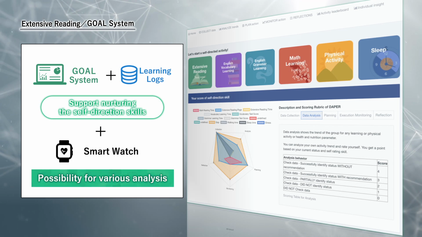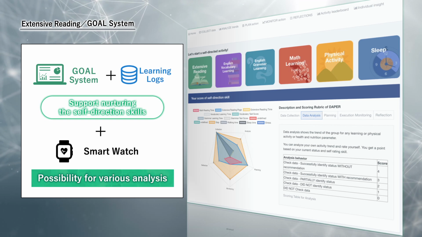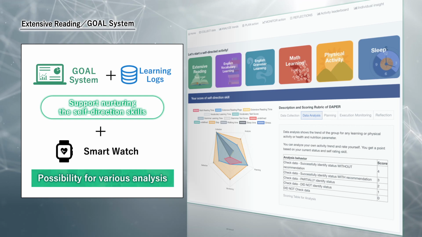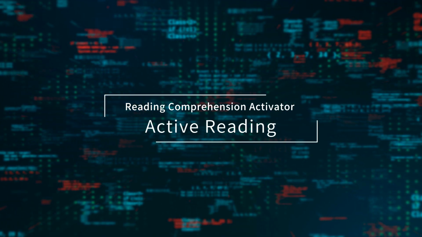This helps them plan and learn to read more independently. The goal system can also be linked to a smartwatch to analyze the impact of physical activity and sleep on extensive reading.